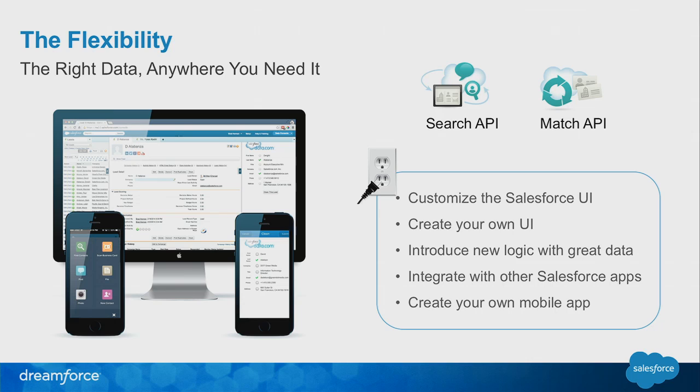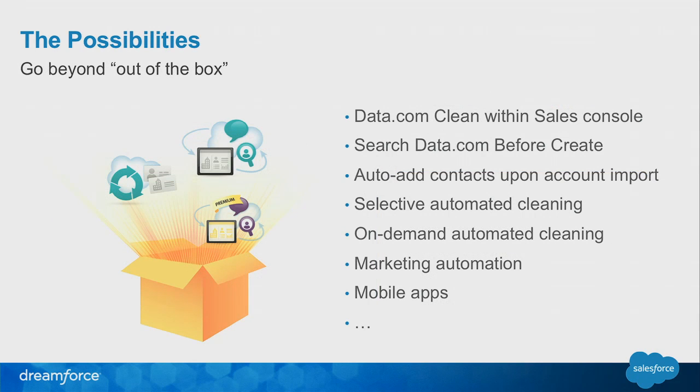So these are all the different reasons that you would potentially need APIs. And what we've actually introduced as the core components of the Datacom APIs are two. There's search and match, and we'll get into the details of this. So in terms of the different types of use cases that the APIs actually support, there are things like creating a Datacom clean solution within Sales Console.